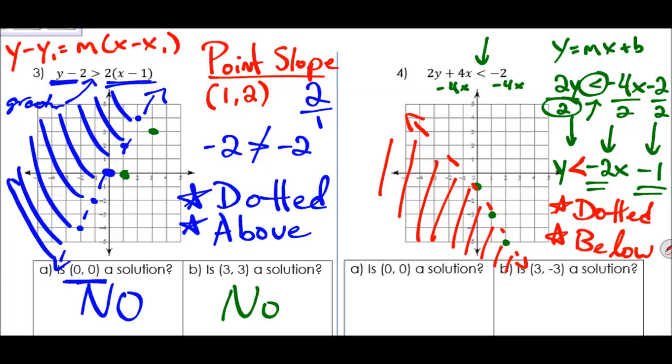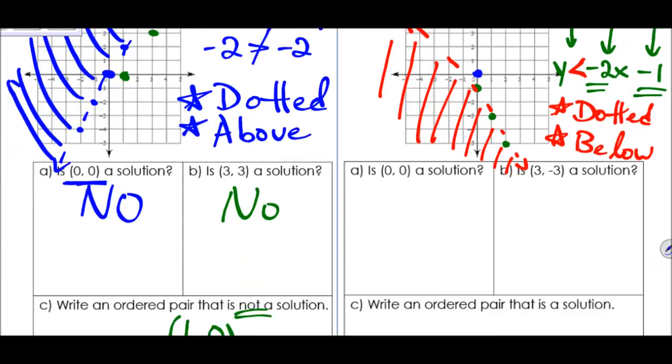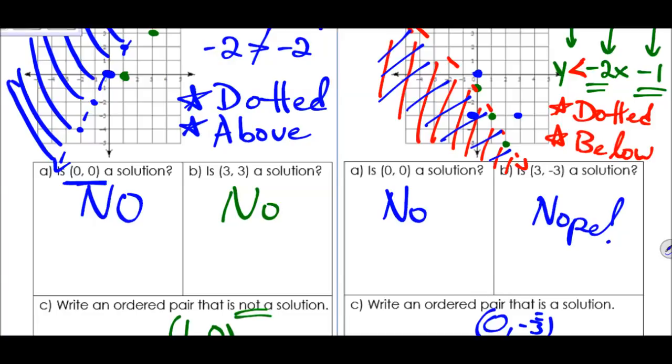So is 0, 0 a solution? Nope. That is outside of the shaded area. Is 3, negative 3 a solution? Nope. That's also outside of the shaded area. And then we want to write one more ordered pair that is a solution. So let's go with 0, negative 3. That's in this shaded region.